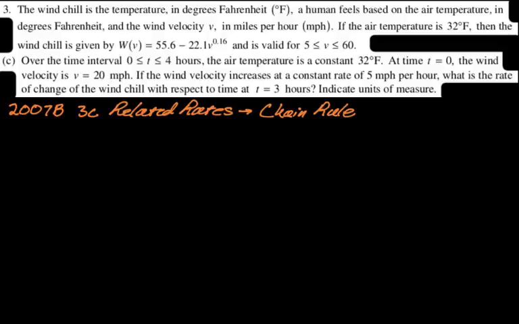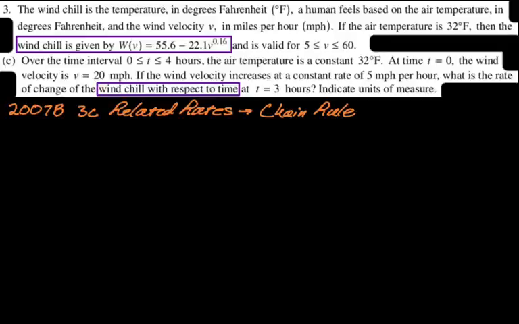The wind velocity increases at a constant rate of 5 miles per hour per hour. So that's the rate of change of the wind velocity, or dv/dt. What is the rate of change of the wind chill with respect to time? These types of problems, you've got to really focus in on what's what. Wind chill is a function of v, and we are asked for wind chill with respect to time, not with respect to velocity. So we are looking for dw/dt.